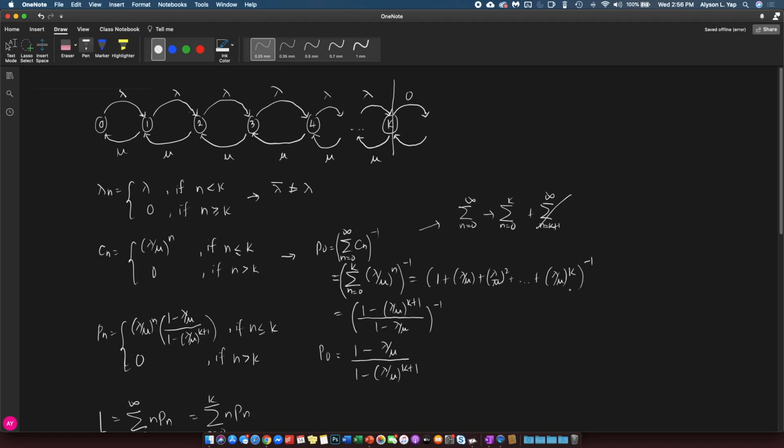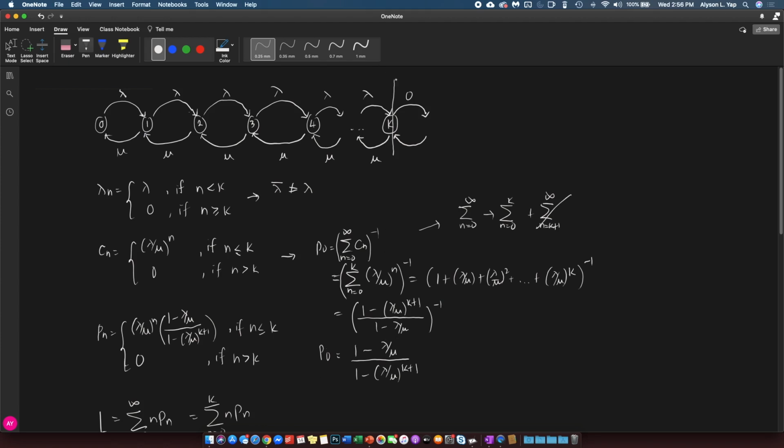If you still remember your high school math, this is just the sum of a finite geometric series. And we do have a formula for this. The sum of a finite, not infinite, geometric series is 1 minus the ratio raised to the number of elements plus 1 all over 1 minus ratio. But because everything is raised to -1, then we get the reciprocal.